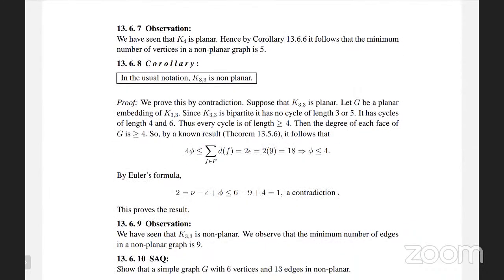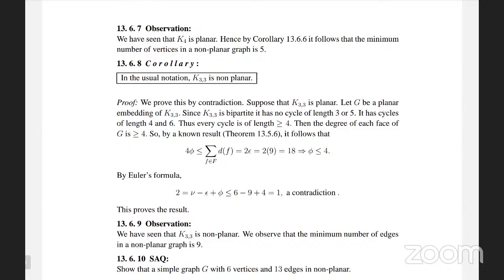K3,3 is another corollary. Is it planar or non-planar? He gave that it is non-planar. He's asking to prove this, so what I want to do is take a proof by contradiction. We have 3 bipartitions. In these bipartitions, there is an upper 3 and a lower 3, and all of these will be connected.